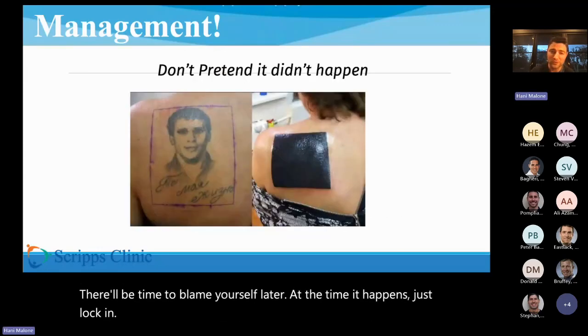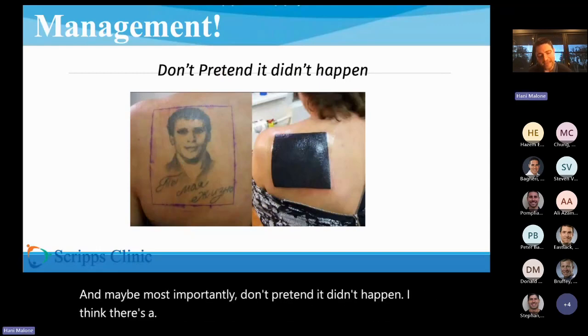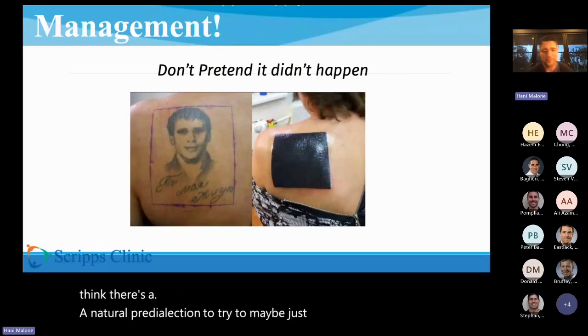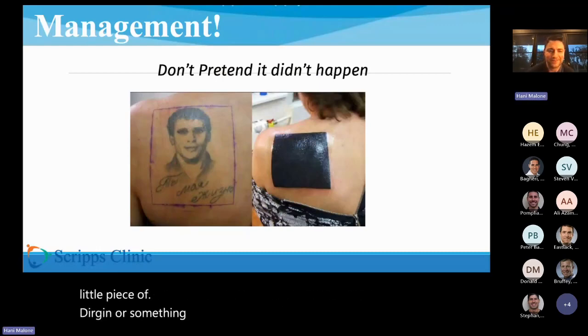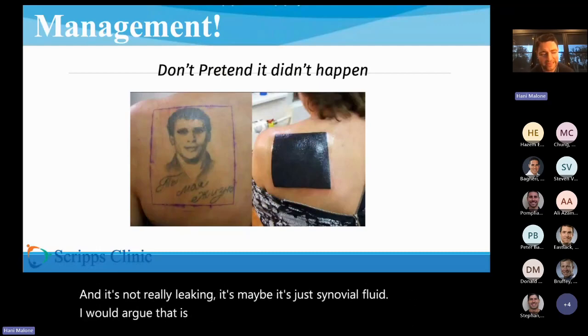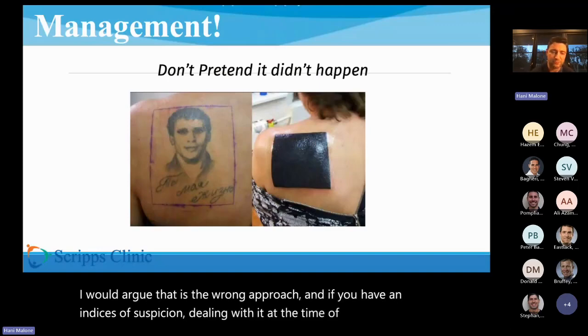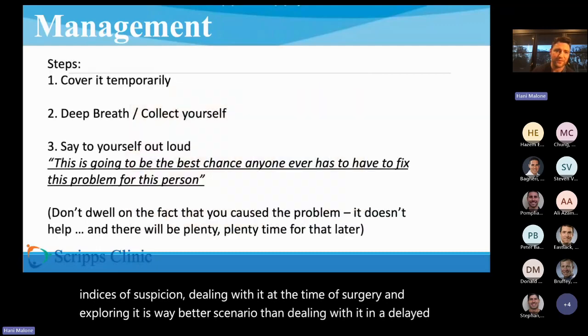And maybe most importantly, don't pretend it didn't happen. I think there's a natural predilection to try to just cover it up, or to put a little piece of Duragen or cottonoid or some Surgiflo and say it's not really leaking, maybe it's just synovial fluid. I would argue that that is the wrong approach. If you have an index of suspicion, dealing with it at the time of surgery and exploring it is a way better scenario than dealing with it in a delayed fashion.